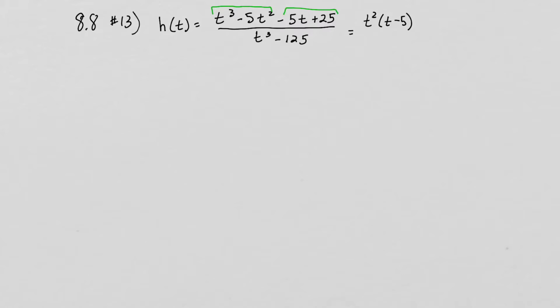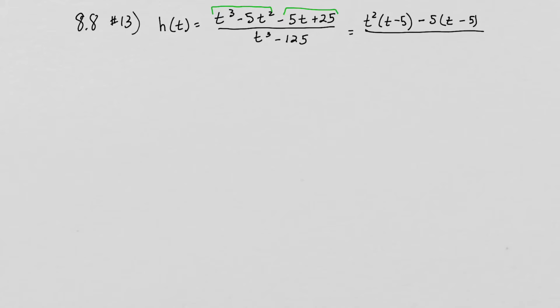The second 2 terms have a greatest common factor of 5, so I'm going to factor off, in this case, negative 5. I choose a negative 5 because if I pick negative 5, then when I factor off right here, I get positive t, and when I factor off negative 5 from positive 25, I get negative 5. So factoring off negative 5 leaves t minus 5.